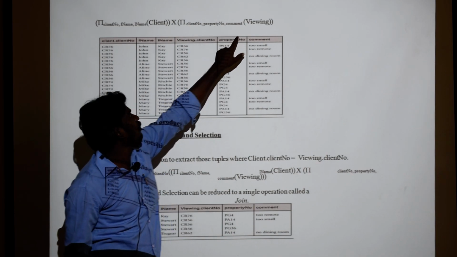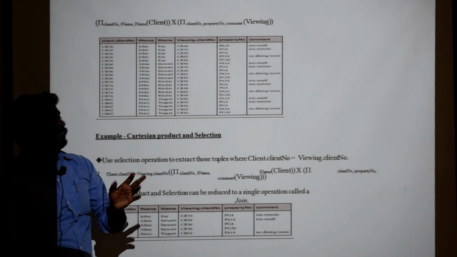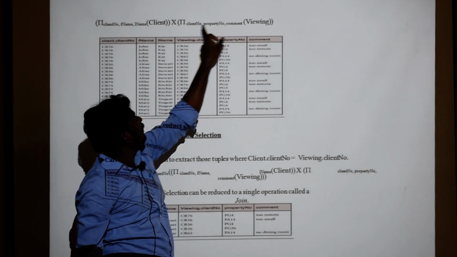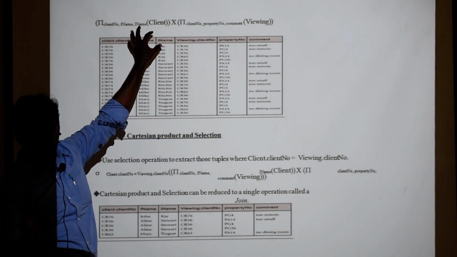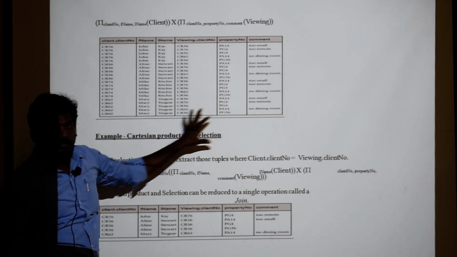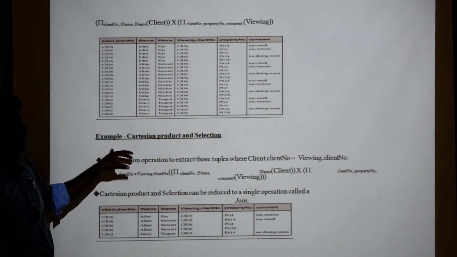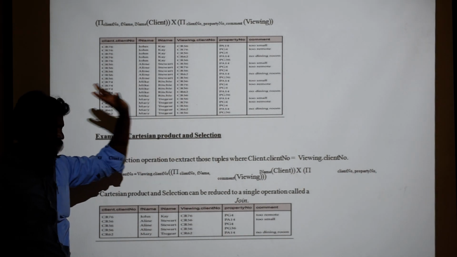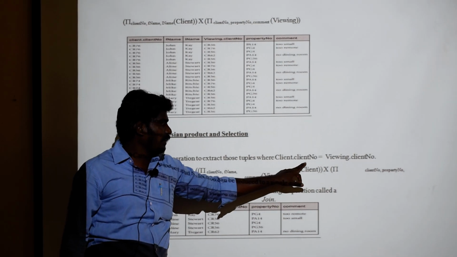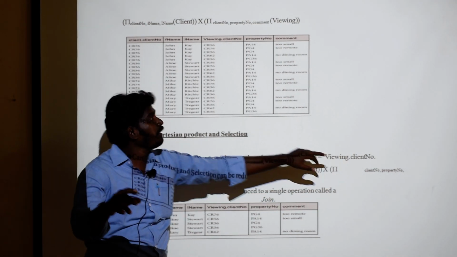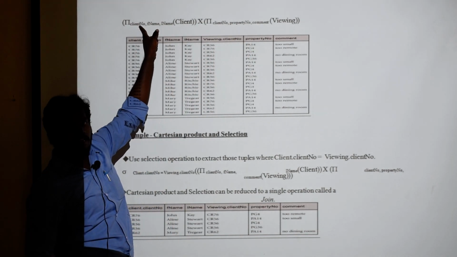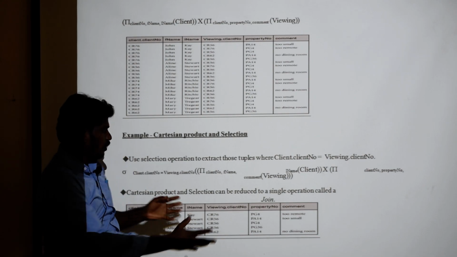Okay, both tables have a common attribute, client number. Client has a client number and viewing has a client number. So this is the constraint. Okay, this constraint will be satisfied, so I have some related output. Then after that, an example of Cartesian product and the selection process. There we use the selection operation to extract tuples with client.client number equal to viewing.client number. Already you know that the viewing has a client number and client has a client number.